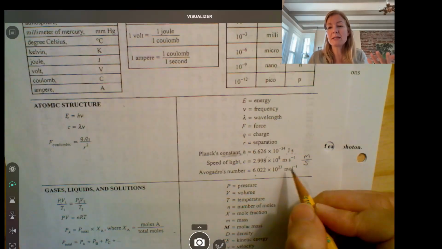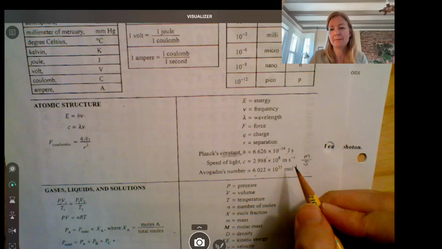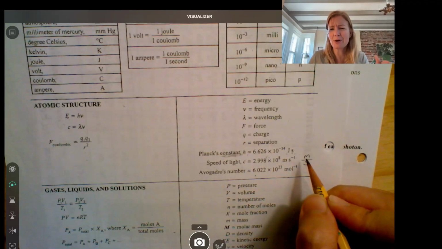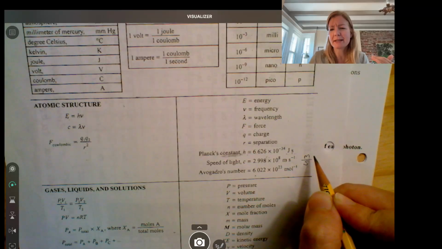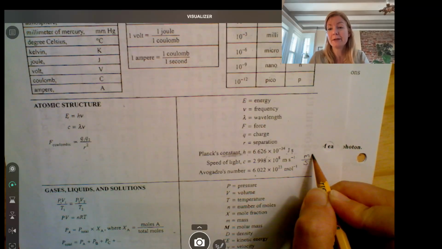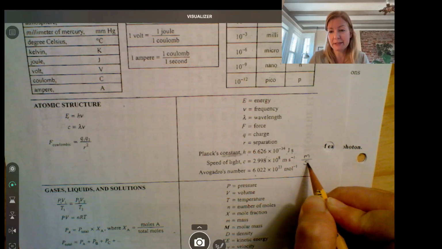Okay, so when you see something to the -1, it's per that. But it's hard to type meters per second on a computer, so a lot of times they'll just make this seconds to the -1 in the numerator rather than seconds to the 1 in the denominator.